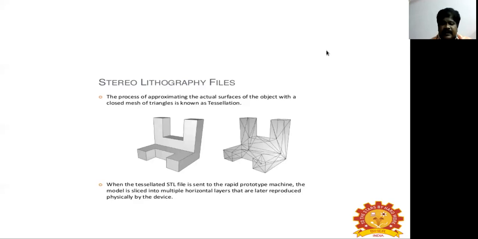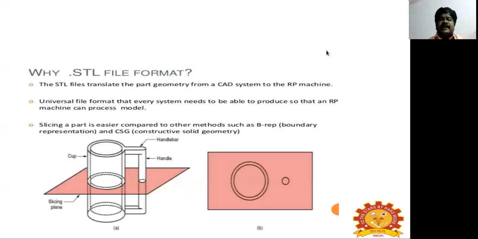RP is the recent advancement in manufacturing. Here the solid physical model of our part can be made directly from a three-dimensional CAD drawing. Why do we go for the STL file format? The STL file translates the part geometry from the CAD system to the RP machine. It is the universal file format, followed such that every system is able to process the model for the RP machine.